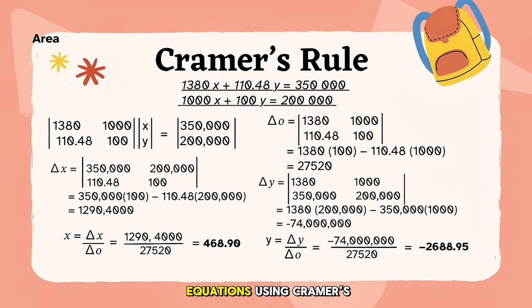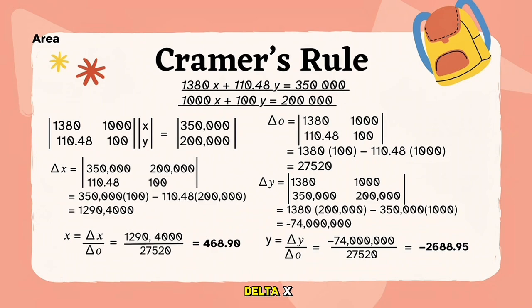System of linear equations using Cramer's rule: we started with 2 equations involving the cost of concrete and reinforcement. In the first step, we calculated the determinant of the coefficient matrix, which we call delta naught. To do this, we multiplied 1,380 by 100, then subtracted the result of 110.48 multiplied by 1,000. This gave us a value of 27,520.